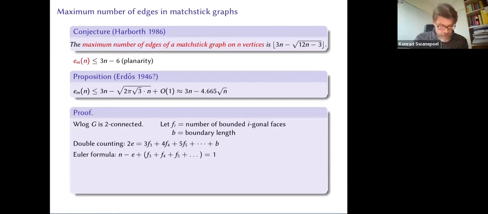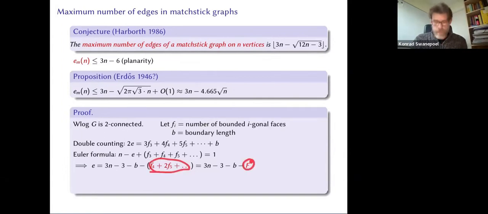And there's, of course, Euler's formula, which says that vertices minus edges plus faces equals 2. But I don't count the unbounded face here, so it's 1. And then you just do some algebra and you get that the number of edges is equal to 3n minus 3 minus b minus some sort of expression coming from this. So it's basically the number of non-triangular faces, but weighted. A quadrilateral counts for 1, a pentagon counts for 2, and so on. So it's the number of diagonals inside the face. This quantity will occur a lot in my talk, so I will just call it capital F.